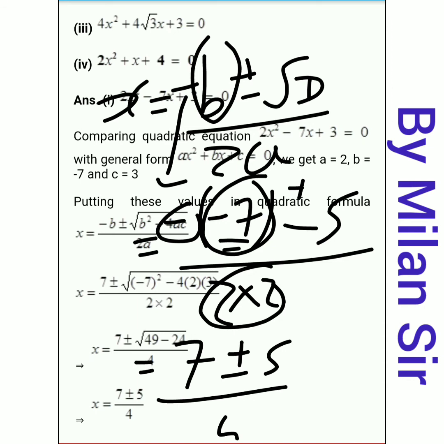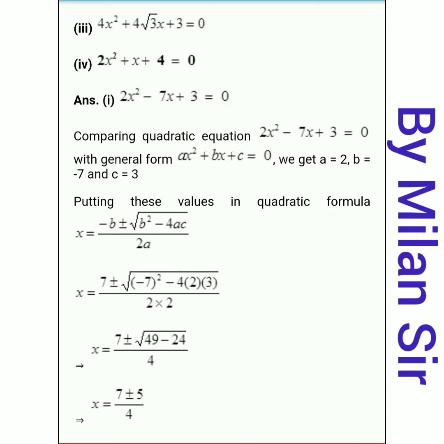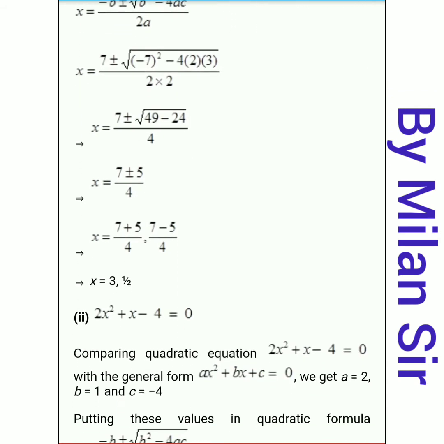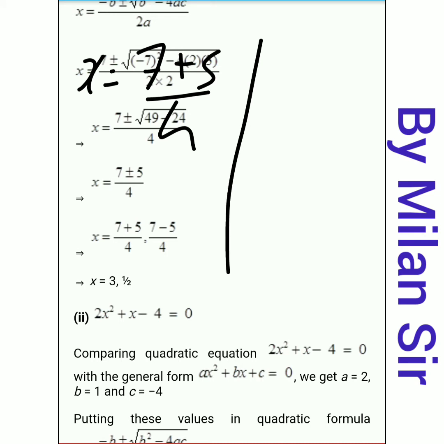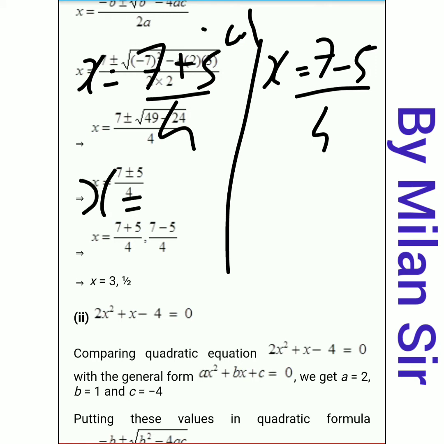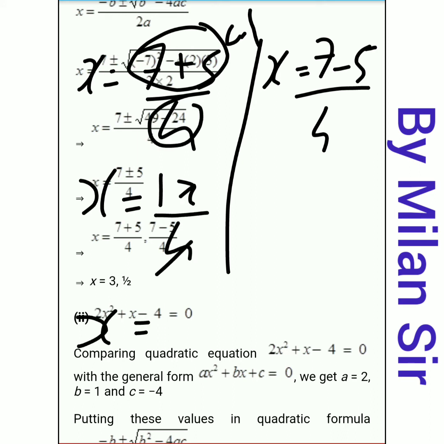So 7 plus or minus 5 divided by 4. One time we consider plus 5 and one time we consider minus 5. So x is equal to 7 plus 5 by 4, otherwise x is equal to 7 minus 5 by 4. Now x is equal to 7 plus 5, 12, divided by 4. So x is equal to 4 3s are 12, x is equal to 3.